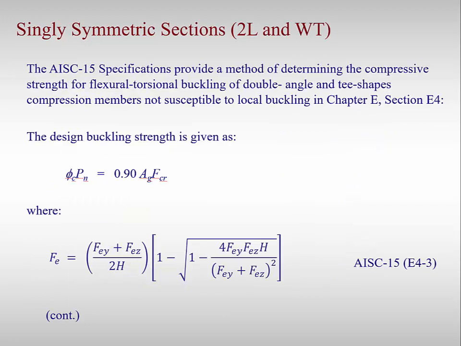For singly symmetric sections, such as WT and C shapes and the double Ls, a different critical buckling stress is calculated as given by AISC equation E4-3. This equation has several new terms in it. Note that if local buckling is possible, an effective area is used, just as previously discussed in this lesson.